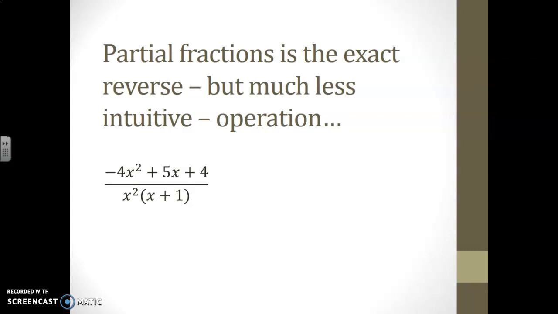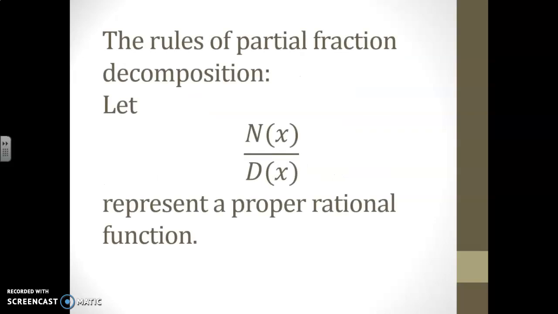For instance, although I can tell you the rational function on the left can turn into the combination of 1 over x, 4 over x squared minus 5 over x plus 1, the question remains, how do we do this? So the rules of partial fraction decompositions go as follows.